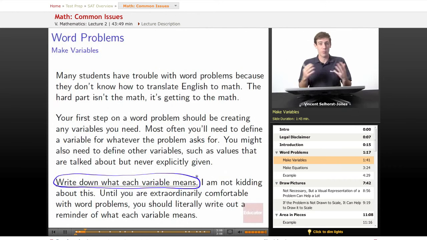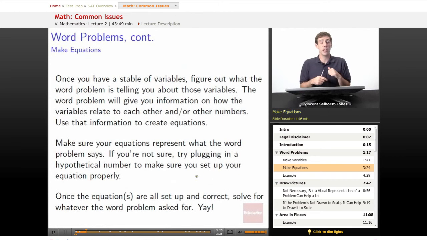I still do this when I'm working on complex problems because it's really, really important. Keeping track of what you're doing is like the most important skill in math and a lot of sciences. And if you can't do that, you're not going to be able to get anywhere. And the first step to doing that is writing down what variables mean. Next thing you want to do is you want to make equations. So you have this stable of variables, then you want to figure out what the word problem is telling you about those variables.